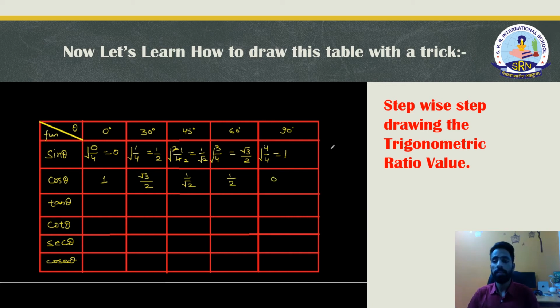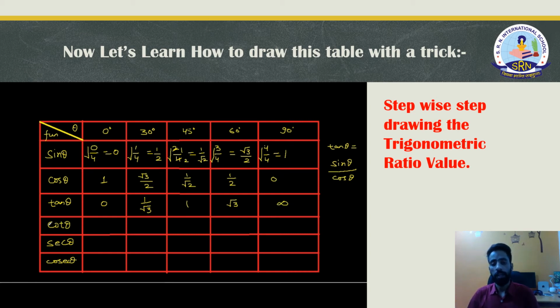Now tan theta. We know that tan theta has a relation with sin and cos. That is, tan theta is equal to sin theta upon cos theta. Let's use this. We will be dividing the values of sin and cos. 0 by 1 will give us 0. If you divide these two, 2 and 2 cancelled, 1 upon root 3 will be the value for tan 30 degree. Next, 1 by root 2 divided by 1 by root 2 is 1. Root 3 by 2 divided by 1 by 2 will give us root 3, and 1 upon 0 is always infinity.